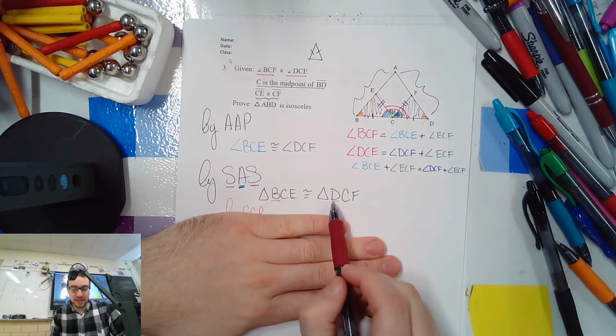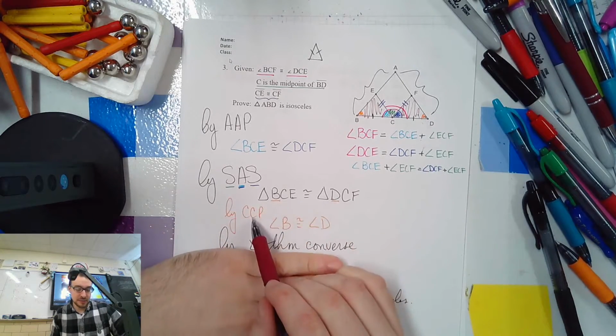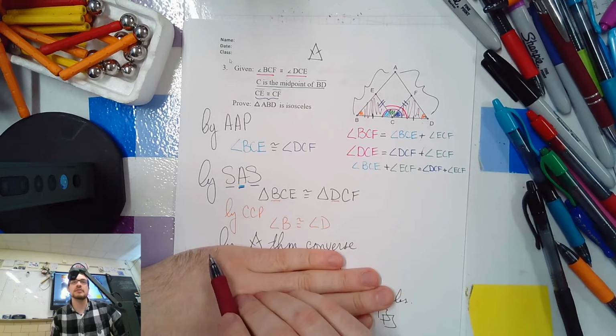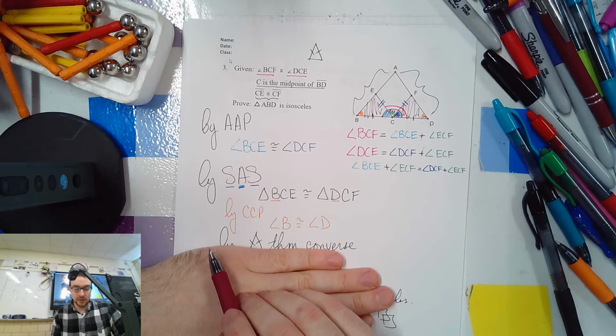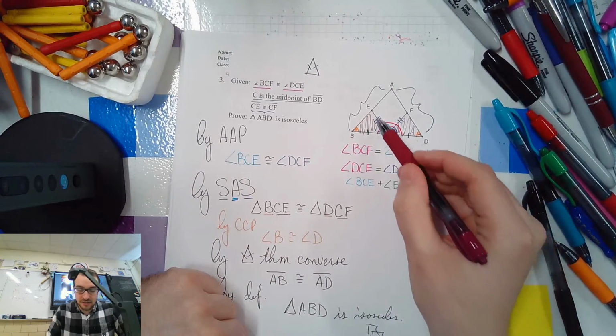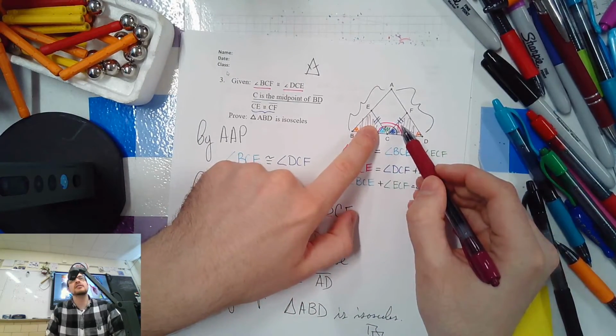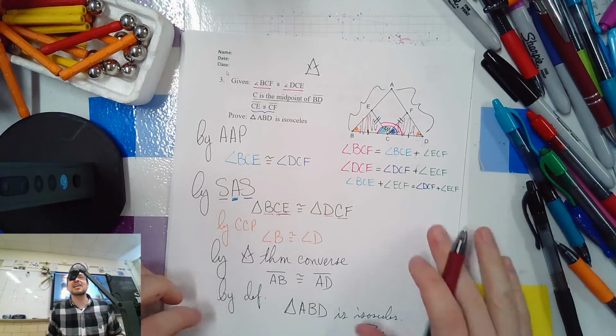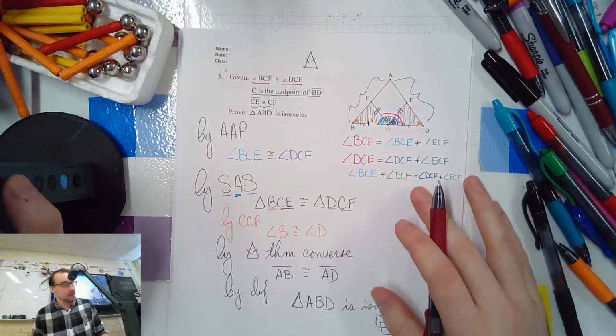See how B and D are in the same spot? CCP says if they're in the same spot, then they're congruent. Okay. So, for instance, CE as a line segment would be congruent to CF. Here's CE, CF. Oh, look, they are. Isn't that magic? If you line up your letters correctly, you get all that for free.